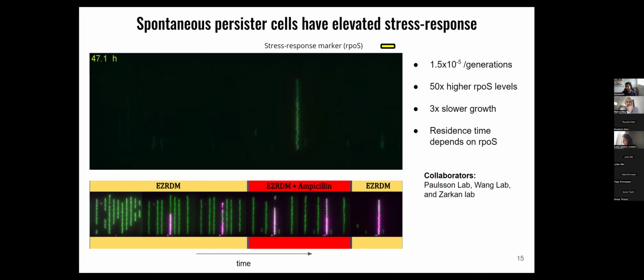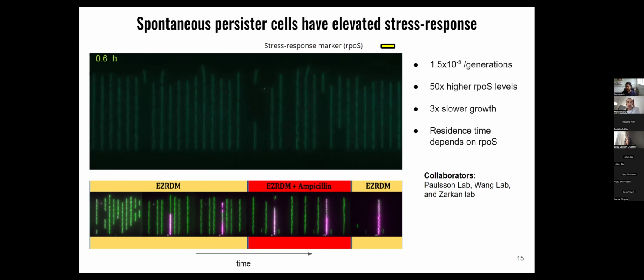But that residence time was dependent on the RpoS gene. So if we knocked out RpoS, then we saw that while the entry frequency did not change, the exit frequency changed a lot, and so their residence times were much shorter, only 3 hours.